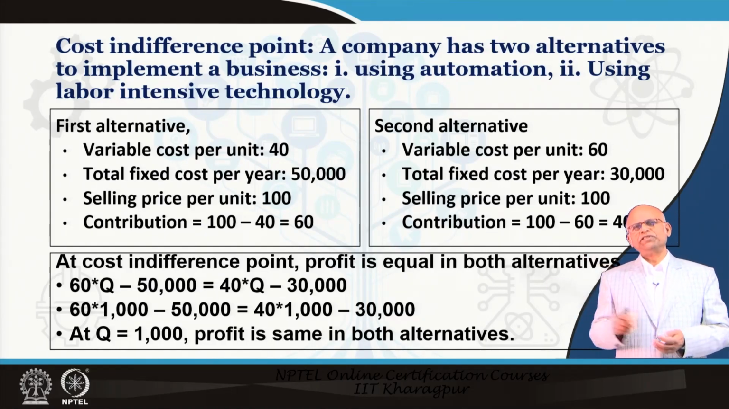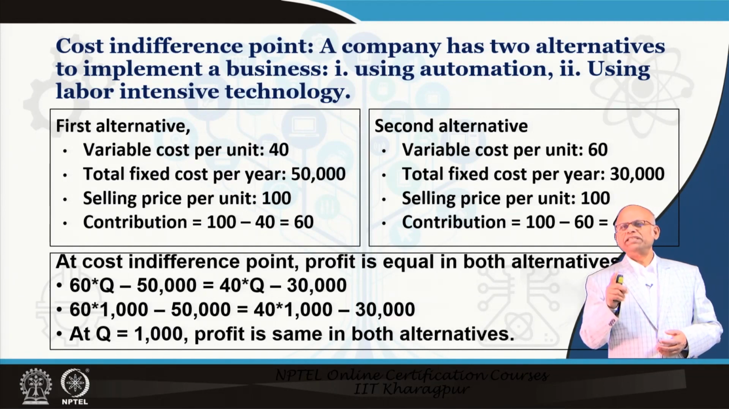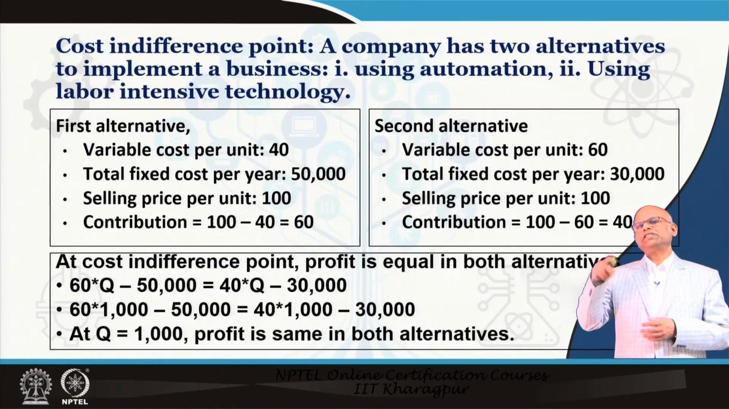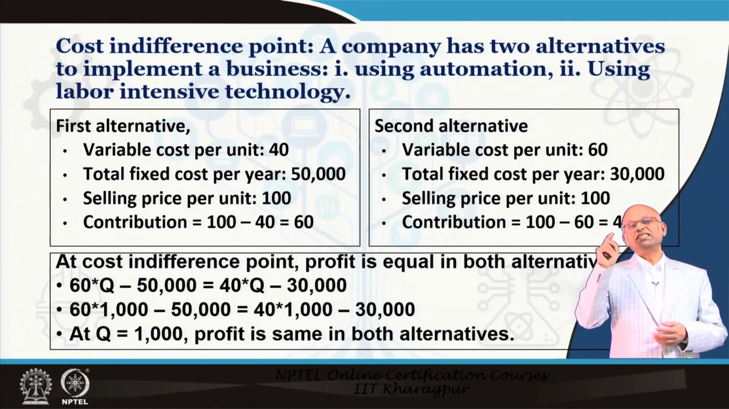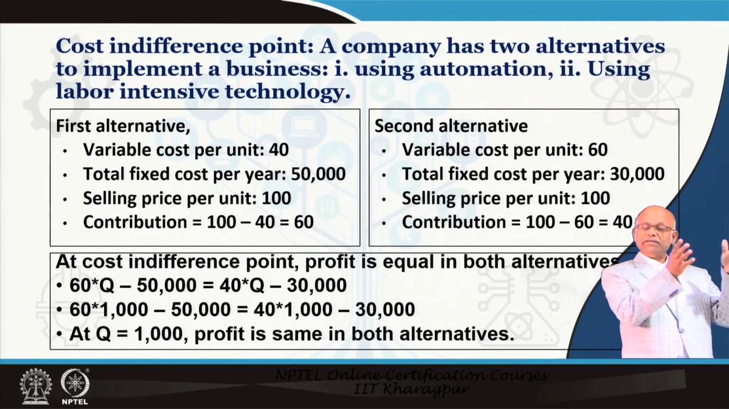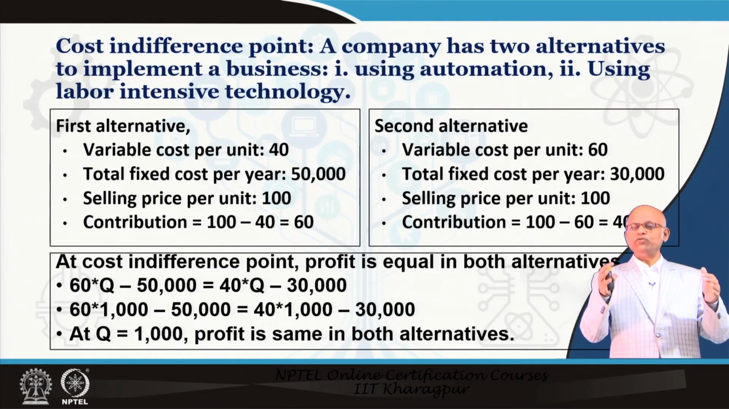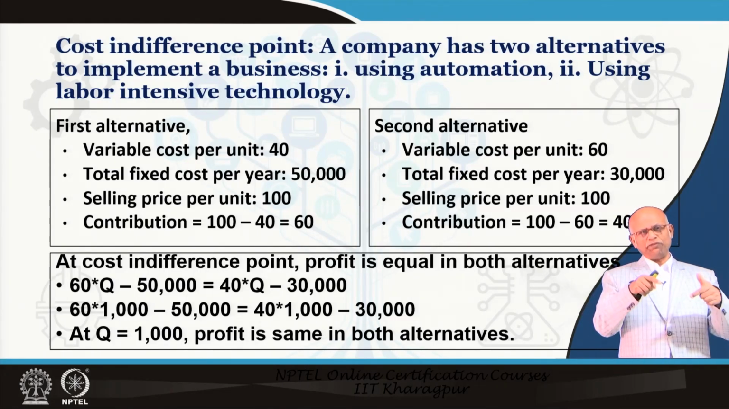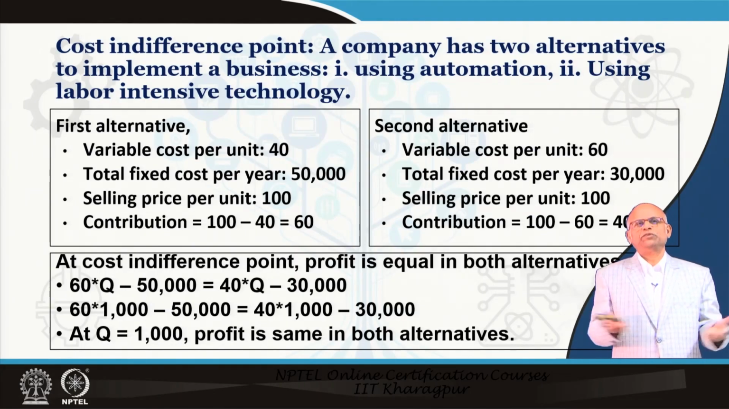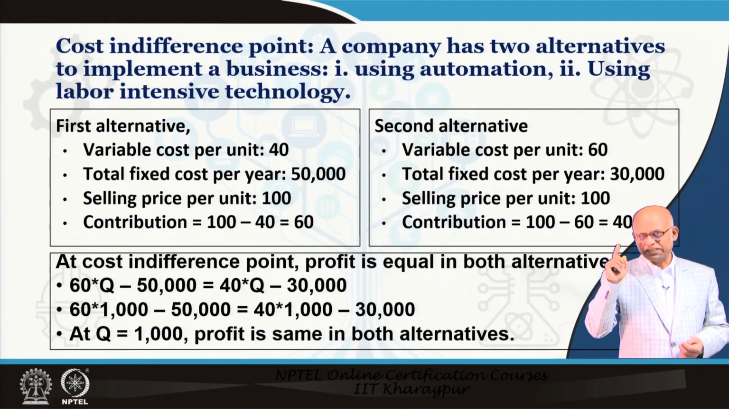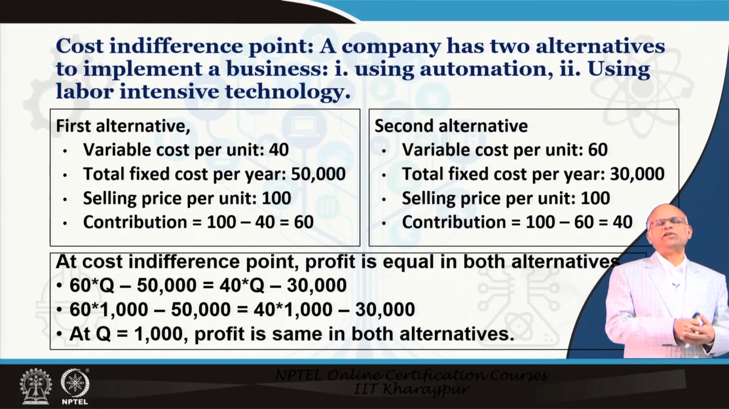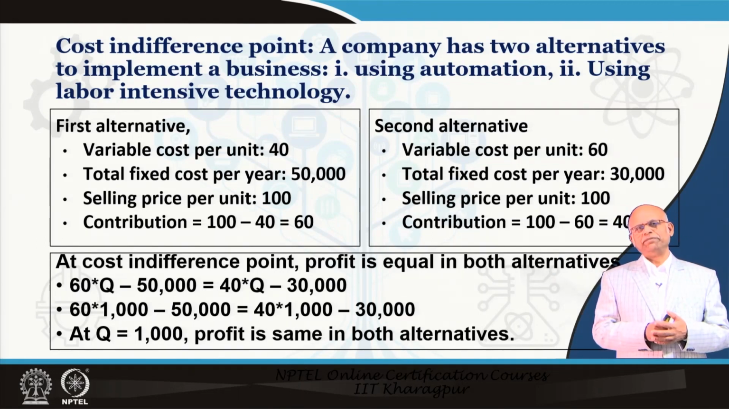And then in the other alternative, your selling price is 100, so Q multiplied by 100 is the sales, minus fixed cost of 30,000, minus variable cost, which is 60 multiplied by Q. So, the left hand side and right hand side should be equal when you achieve the cost indifference point, and then you solve for Q, and you get Q equal to, suppose, 1000. That means if you sell 1000 units in the first alternative or the second alternative, your profit is going to be the same. Therefore, that is the cost indifference point.